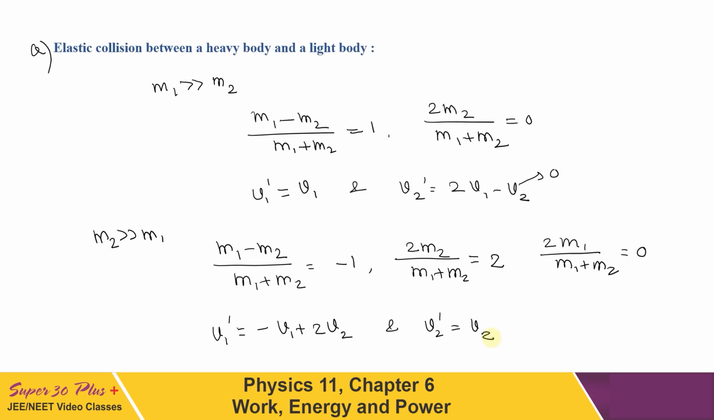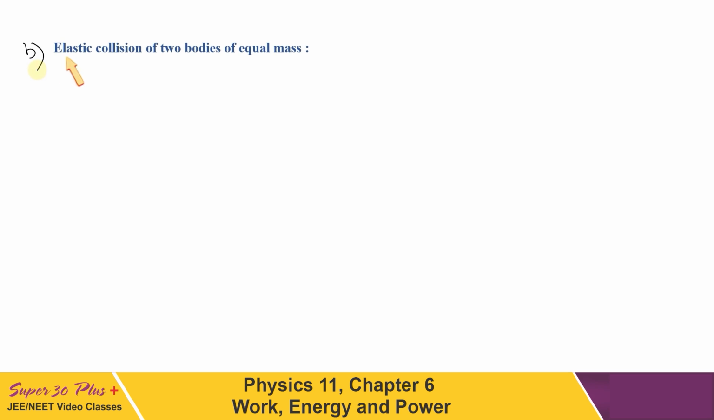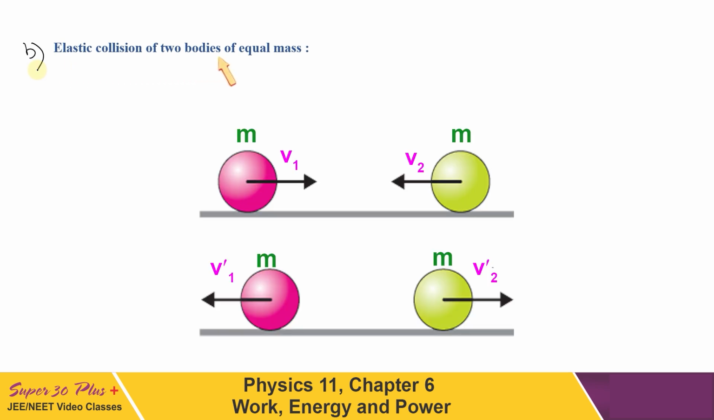So the lighter body returns after collision with almost the same speed. This is the case you can consider when a ball collides elastically with a fixed wall and returns with the same speed. The next special case is elastic collision of two bodies of equal mass.